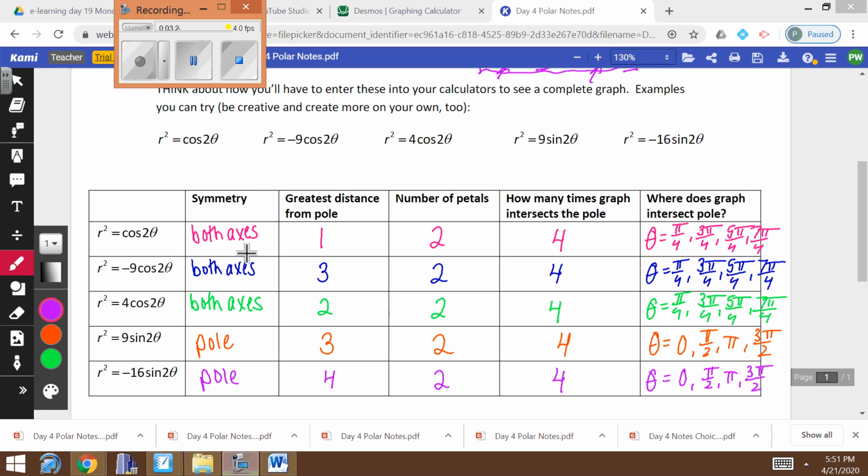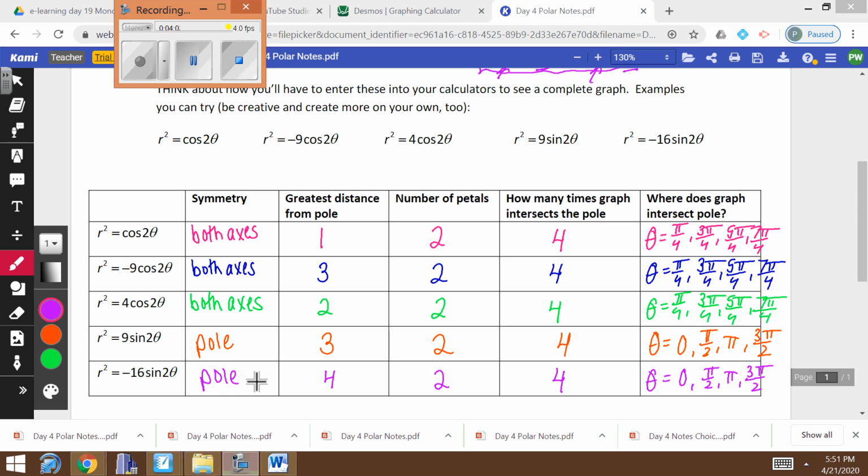You'll notice that the cosine graphs are actually symmetric to both axes. All of these are going to be symmetric to the horizontal axis and the vertical axis, where your sine graphs are going to be symmetric to the pole. It's not symmetric to either the horizontal or vertical. It's symmetric around the pole. Think about what this compares to. If you remember back to stuff we had done when we talked about symmetry to the origin, what type of functions were symmetric to the origin? Those were odd functions. The sine graph is an odd function. It was symmetric to the origin.